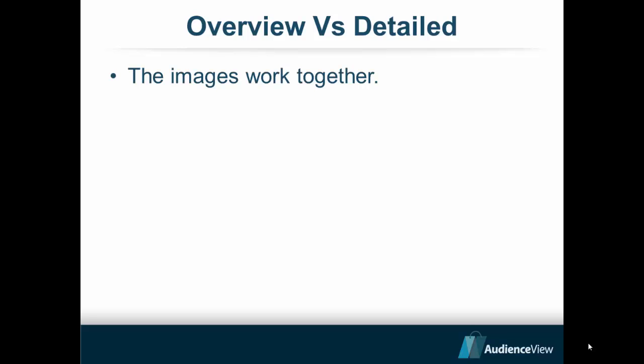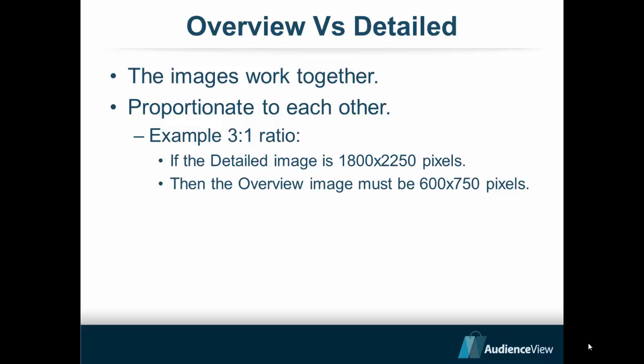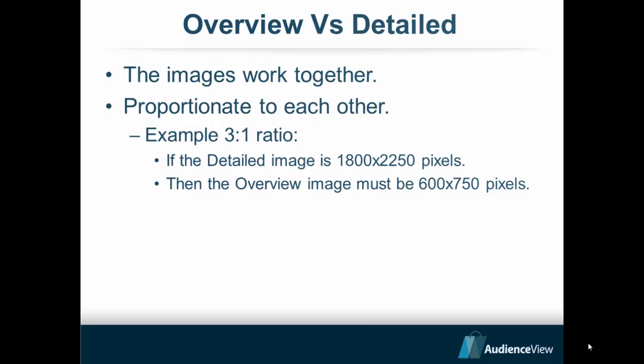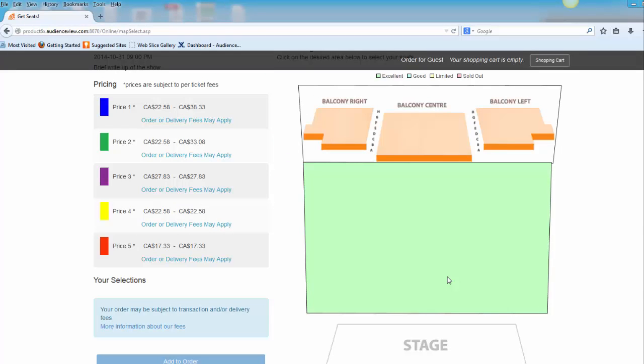The overview and detailed images work together. They are proportionate to each other. They must be an exact ratio of each other. So for example, 3:1 ratio. If the detailed image is 1800 by 2250 pixels, the overview image must be 600 by 750 pixels. So let's look at an example.